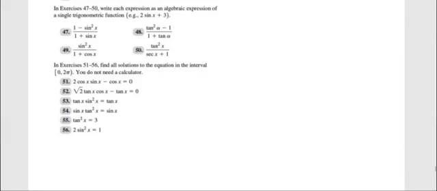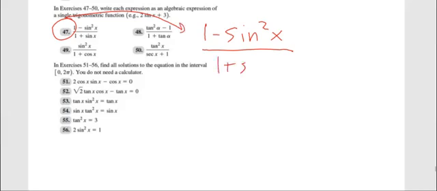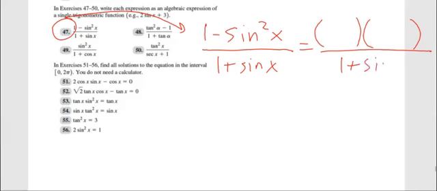47. Write each expression as an algebraic. Okay, so we got 1 minus sine squared x over 1 plus sine x. Now this is just simplifying. What can you break or factor the numerator up into? Yes. 1 minus sine x, 1 plus sine x.